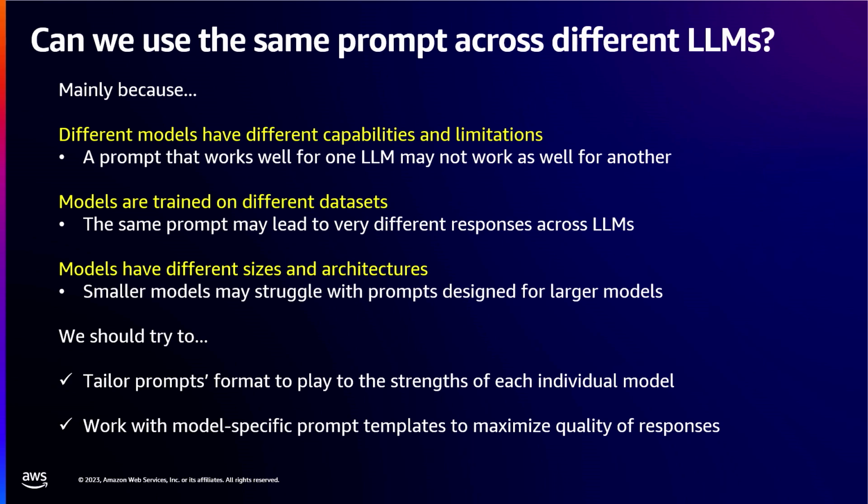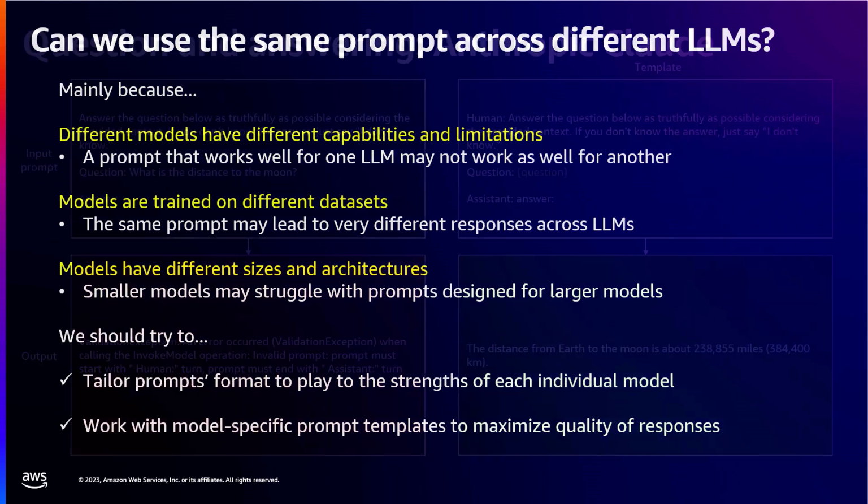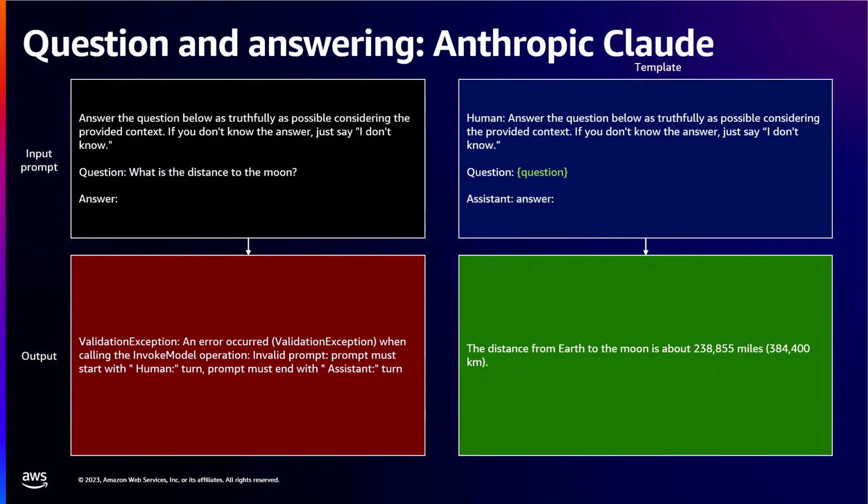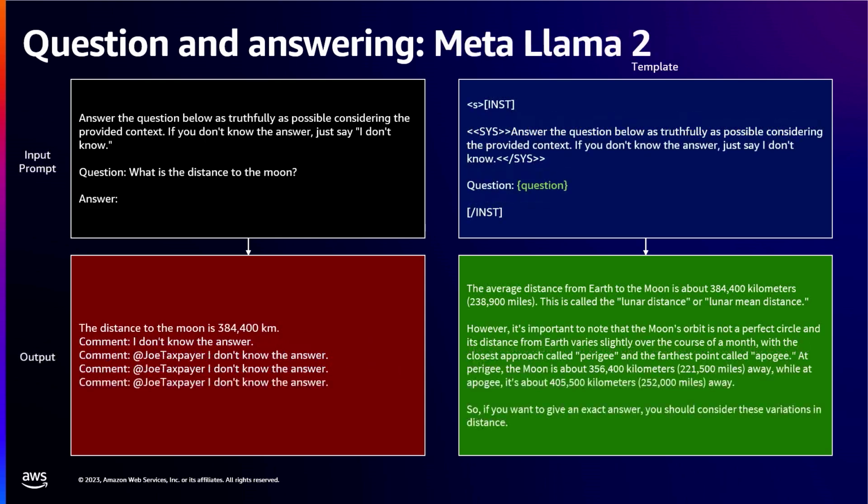So let's take a look at a few other examples of where this matters. We're going to look at a question and answering task, right? And again, this is showing exactly what you've seen earlier. If you don't say human and assistant, you're going to get a validation exception. So your naive prompt here will probably not work. And then now we're putting the right structure, we're using the right template, and we're getting the results that we wanted. So that's Claude. We've seen that already.